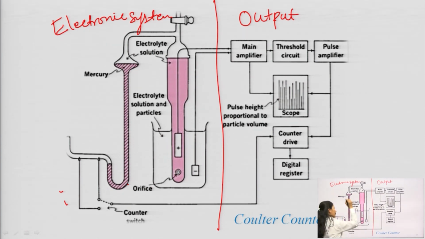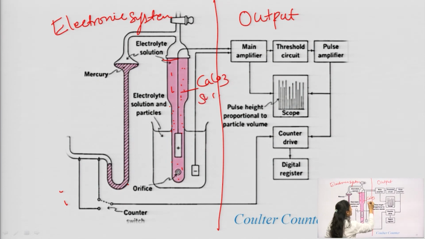This is the mercury manometer and this is the sample cell. This pink was the sample cell, in which this is sample cell having a calcium carbonate सस्पेंशन, और ये सस्पेंशन किस में बना हुआ है? NaCl में, which is good conductor of electricity. और this beaker, इसमें भी NaCl सॉल्यूशन है.